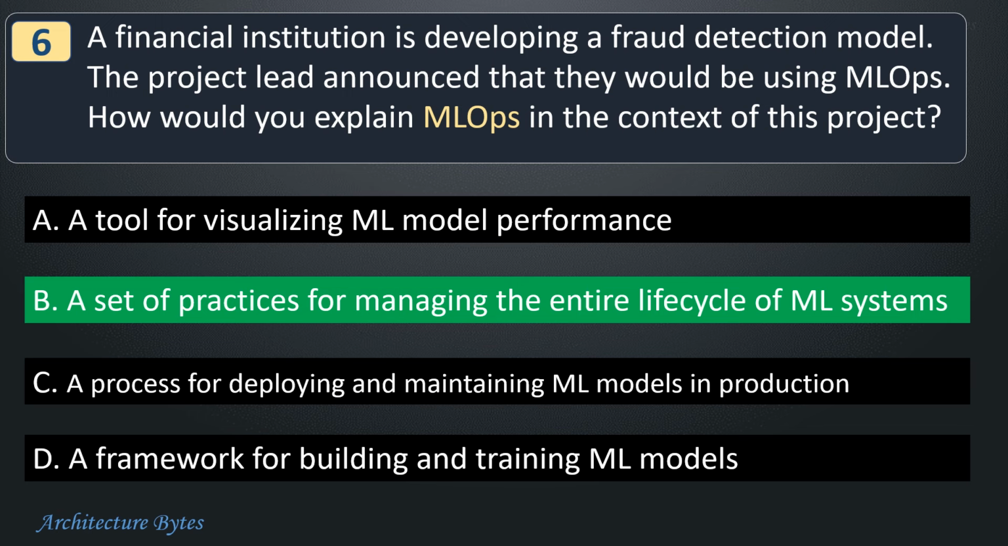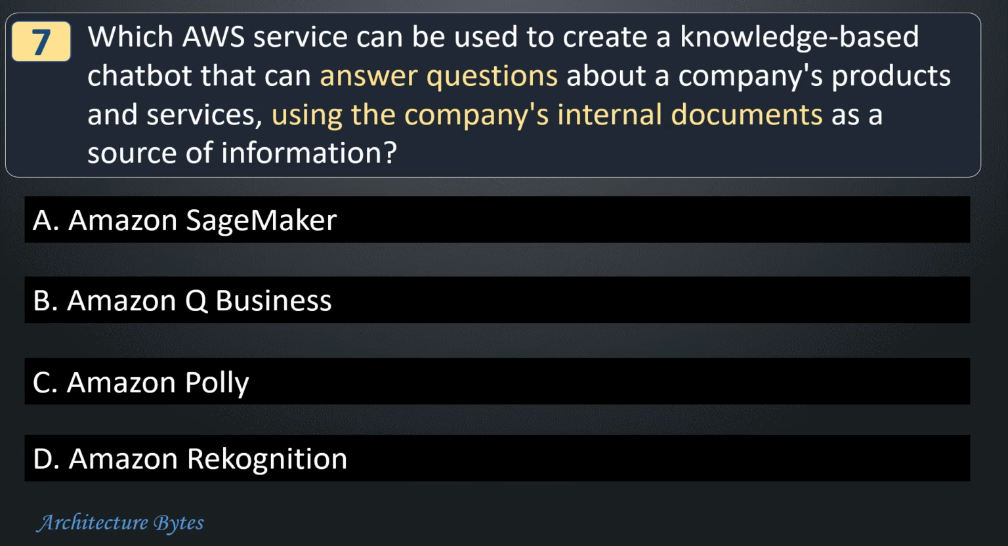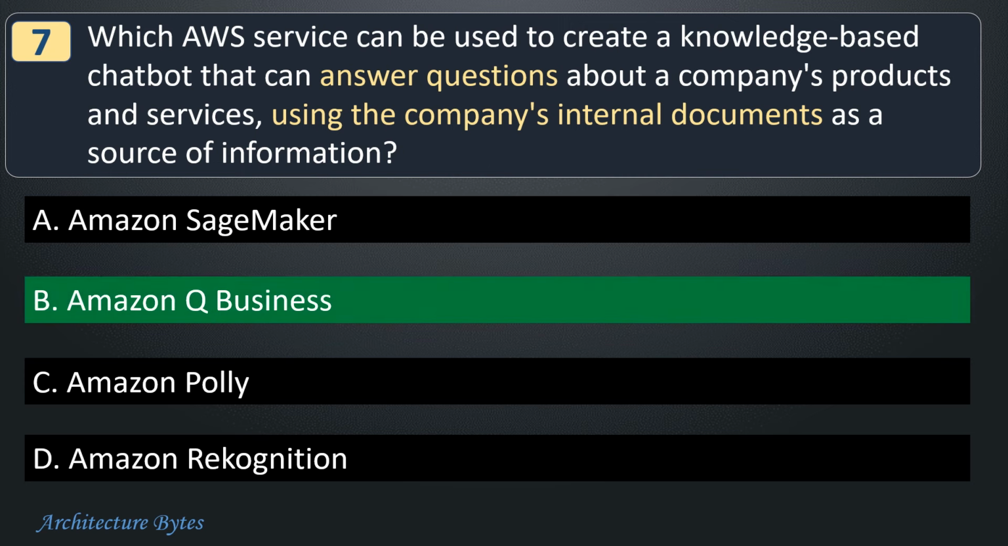MLOps encompasses the full lifecycle, including development, deployment, monitoring, and maintenance of machine learning models. Which AWS service can be used to create a knowledge-based chatbot that can answer questions about a company's products and services using the company's internal documents as a source of information? Option A, Amazon SageMaker, B, Amazon Q Business, C, Amazon Polly, or D, Amazon Rekognition. Option B, Amazon Q Business, is the right answer here.